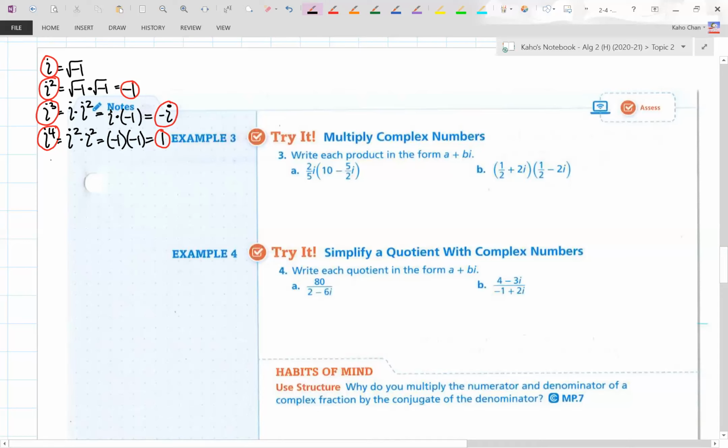Let's try another power. i to the fifth. i to the fifth is i times i to the fourth. And didn't we just mention i to the fourth a moment ago? That is 1. And oh, i to the fifth goes back to i to the first. It cycles round and round. Multiples of 4 exponents. These are cycles of 4.